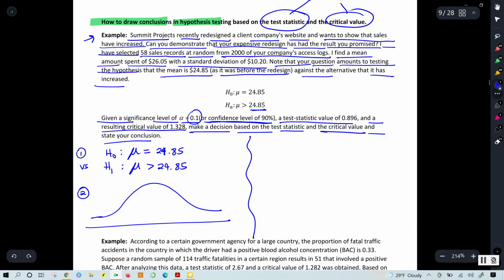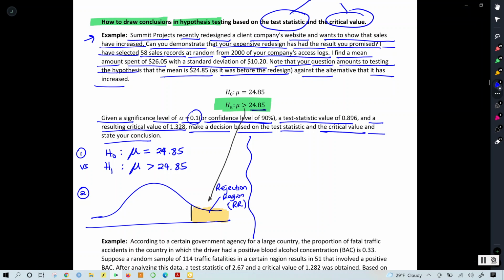It is time to use it. So we go to the alternative. This has one tail and it is in the right direction. So if it's in the right direction, I'm going to shade it. So this shaded direction on the right is called the rejection region. Henceforth, I'm just going to call it the RR region, that is the rejection region.